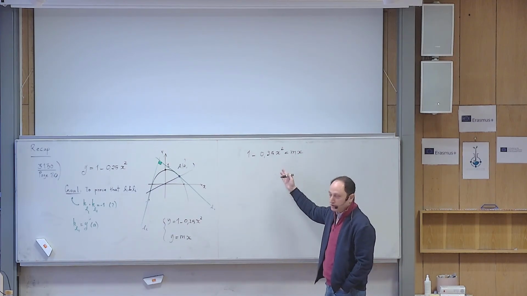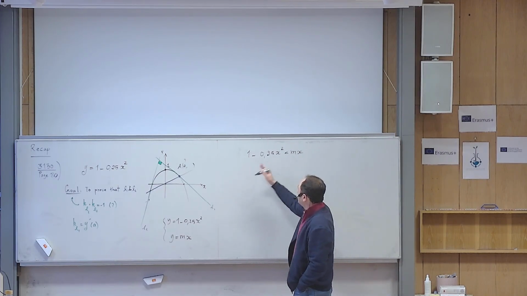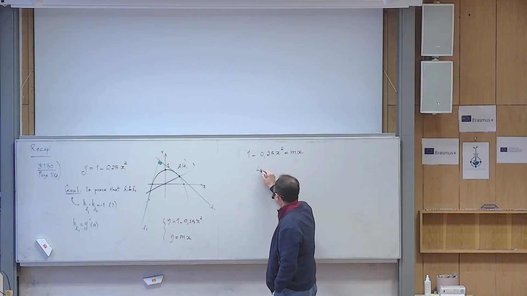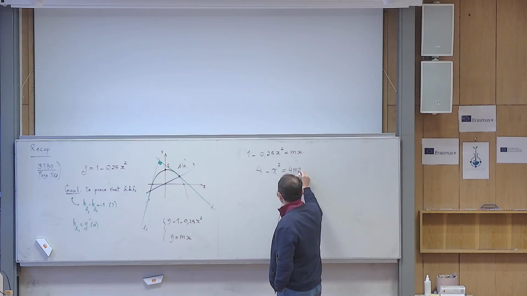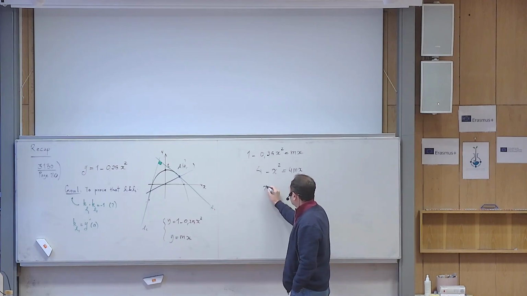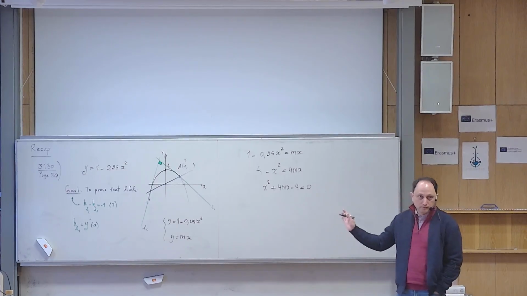This is a quadratic equation. For example, I don't like working with fractions. If you don't mind, let me multiply everything by 4. Okay, so this becomes 4. This becomes minus x squared. This becomes 4mx. But don't lose the goal, okay? So what should I do? I need to solve this equation. I move everything to the other side, so it becomes x squared plus 4mx minus 4 equals 0. Yes? Yes or no? Okay.